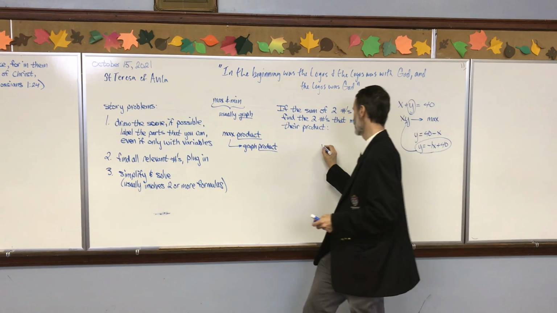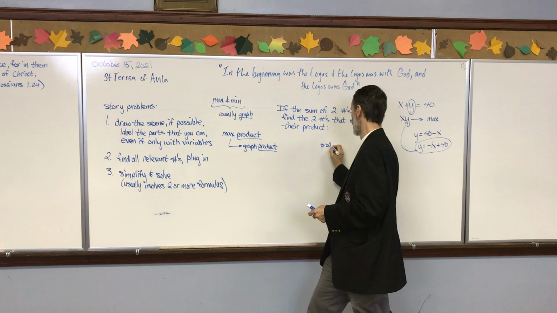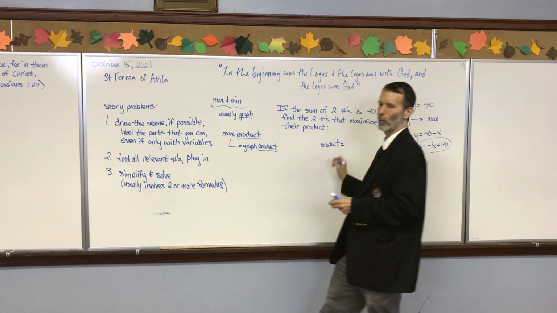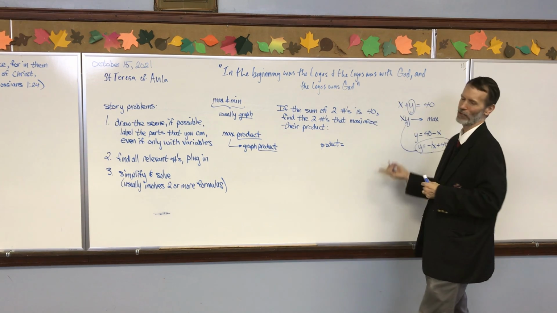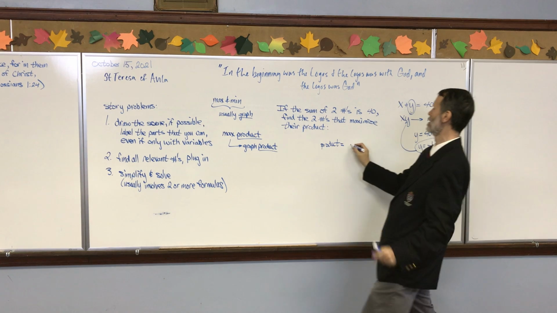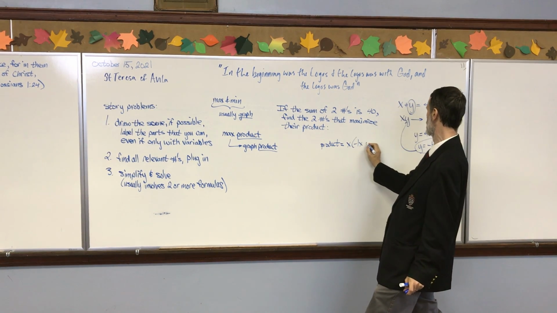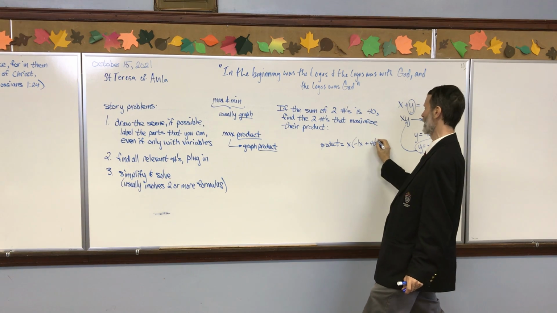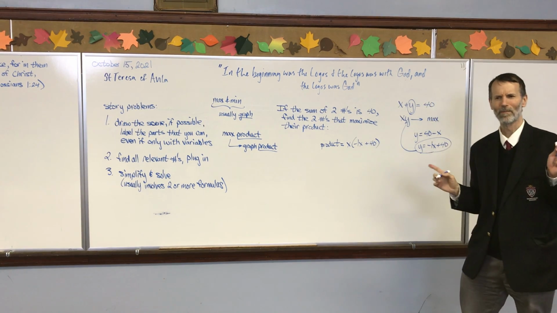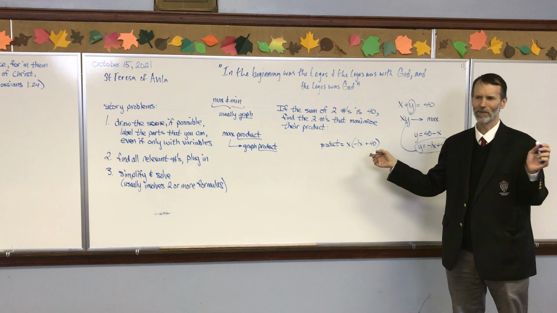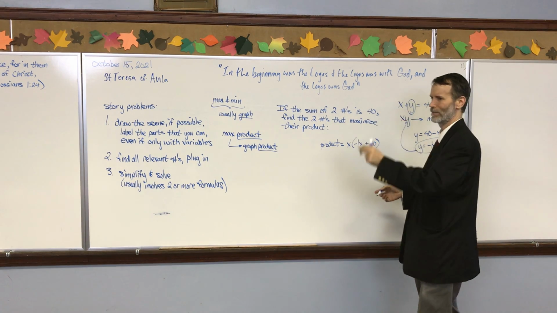Tell me what this is. So the product is equal to what now? It used to be XY. What is it now? X times negative X plus 40. Following so far? Somebody simplify that for me. Okay.